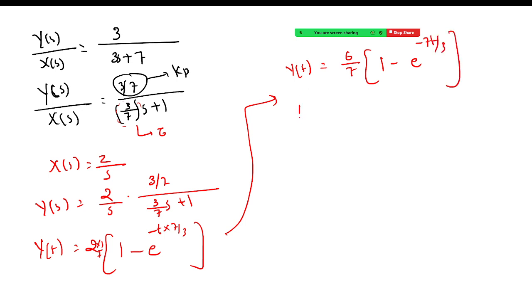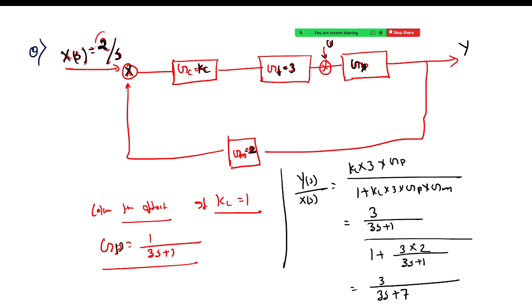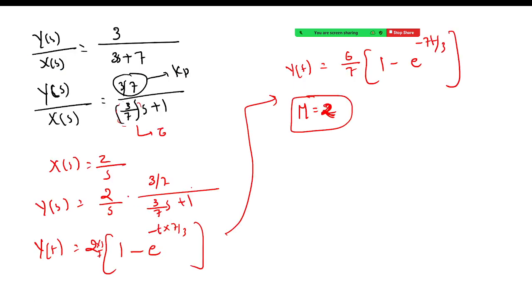Now, since the magnitude of input is 2, here m I'll be writing as 2, because here you can see this is your 2, and this is called the magnitude of step input, right? That is 2. So I am writing it as m, and y(t) as t tends to infinity, what will be the value over here? That is your 6 by 7.